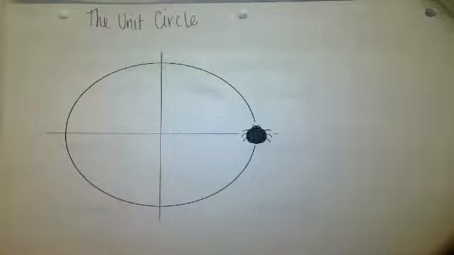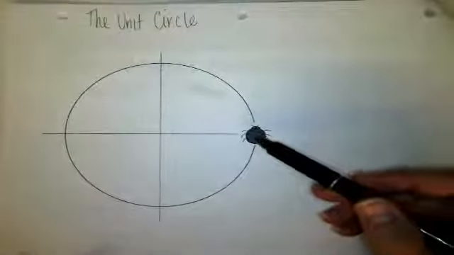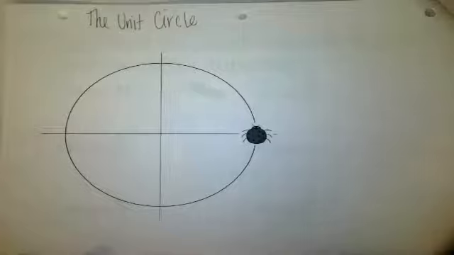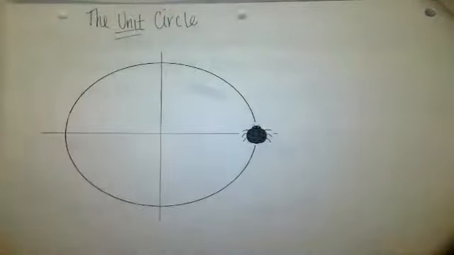Right now, my ladybug is learning how to walk in a circle. A really perfect circle, in fact. And this isn't just any circle. It happens to be a unit circle. And what do you suppose I mean by a unit circle? What do you think I mean by a unit? What's the radius?